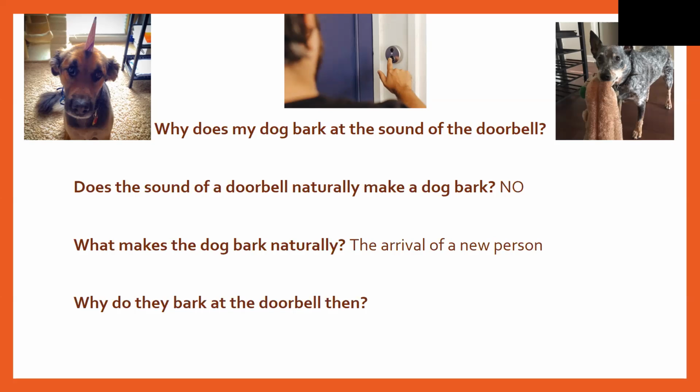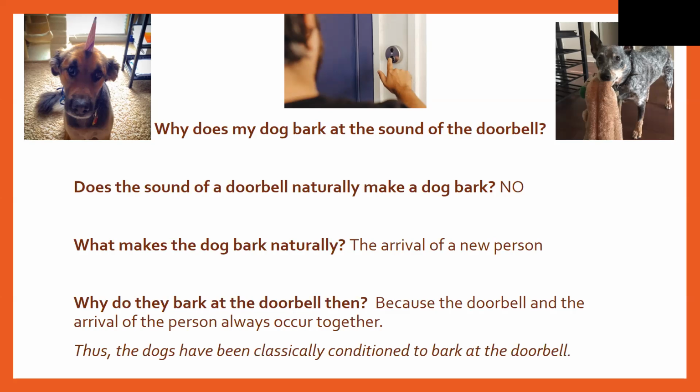And so why do they bark at the doorbell then? Well, because the doorbell and the arrival of the person occur together in time. So every time a person arrives, the doorbell also rings. And so after this happens a number of times, the dog learns and is classically conditioned to bark at the doorbell, and they don't even need to see that a person is there. They'll bark at the doorbell just on its own.